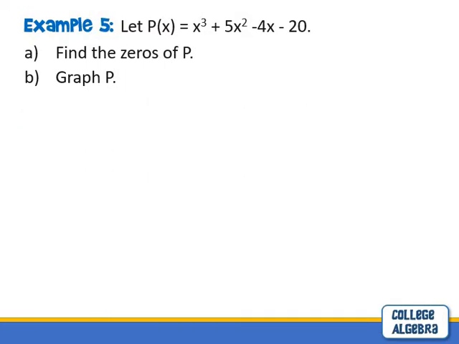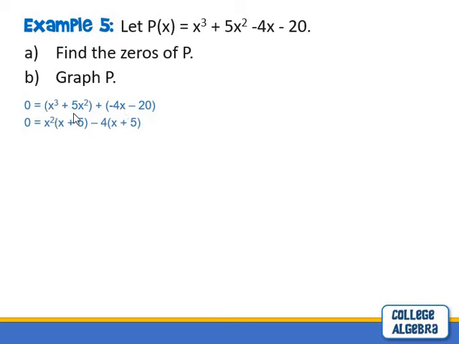This time the difference is we have to do factor by grouping on part A. So p of x is x to the third plus 5x squared minus 4x minus 20. So to find the x-intercepts there, I'm going to do factor by grouping. I can't factor an x out because of the minus 20, but we can pair them up. We have 4 terms. We pair them into 2 groups. Remove the greatest common factor from each group.